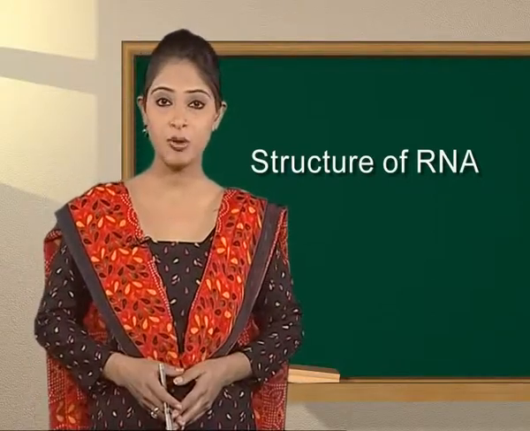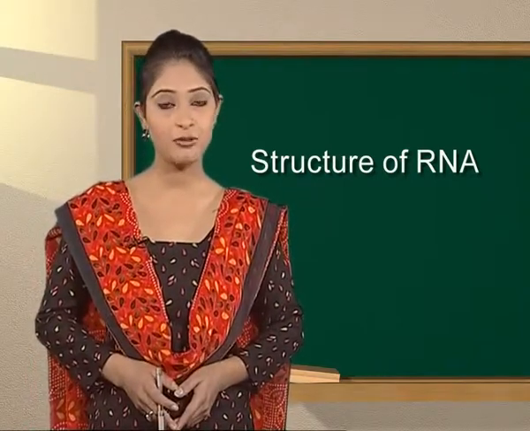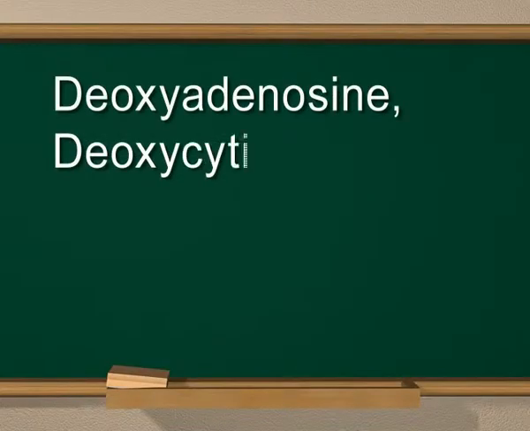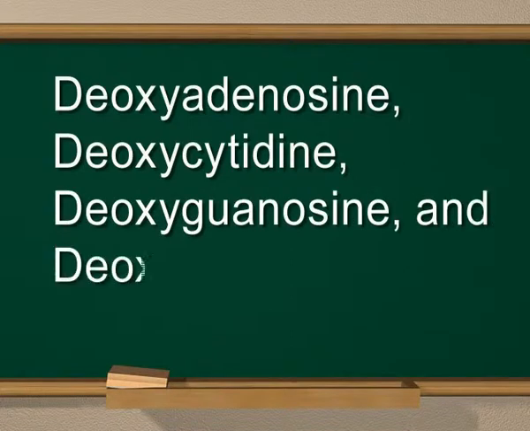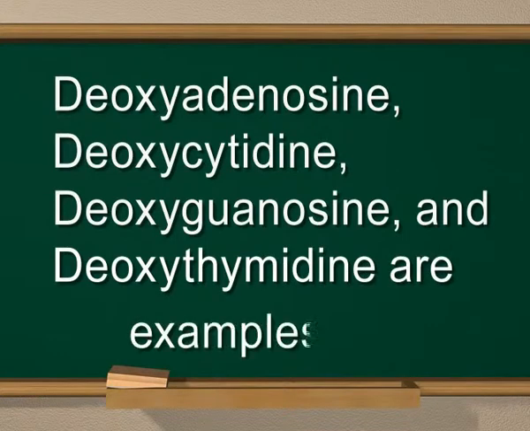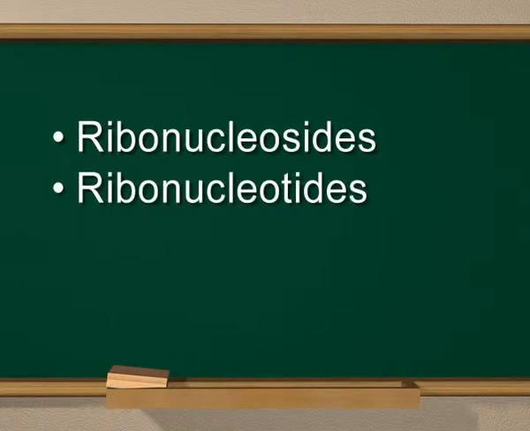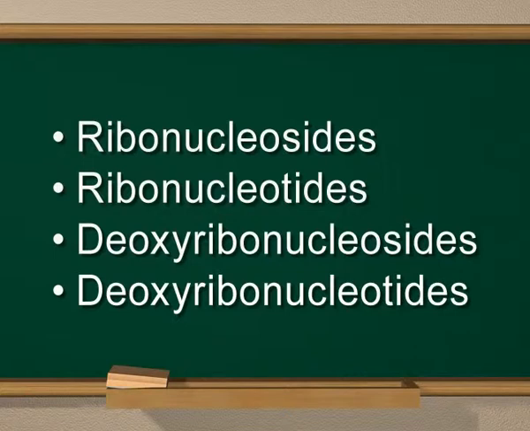Let us take up some questions just to check our understanding of the topic. The first question is, deoxyadenosine, deoxycytidine, deoxyguanosine and deoxythymidine are examples of ribonucleosides, ribonucleotides, deoxyribonucleosides or deoxyribonucleotides. Answer. You got it right.